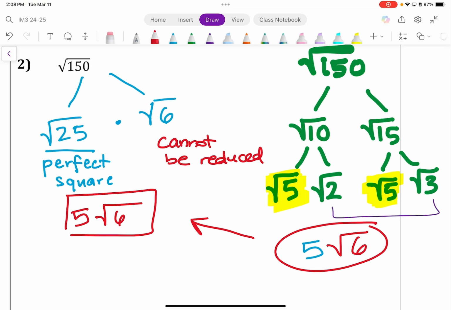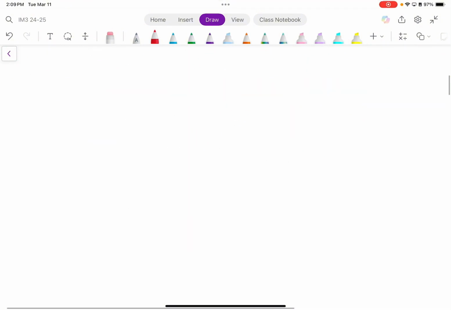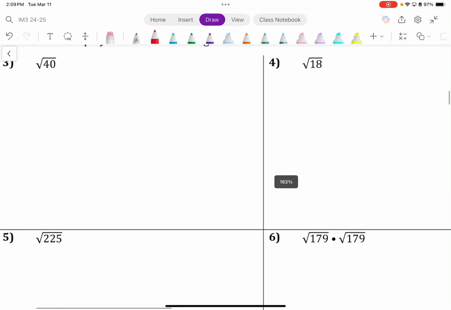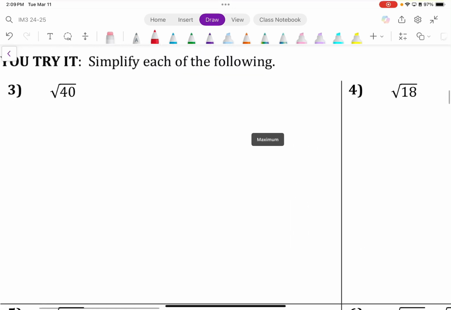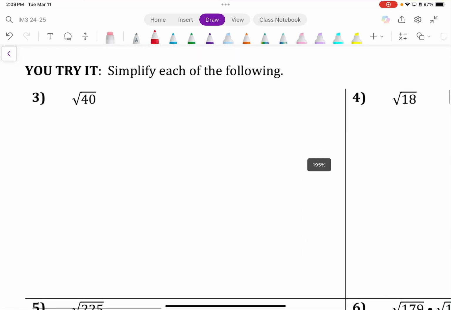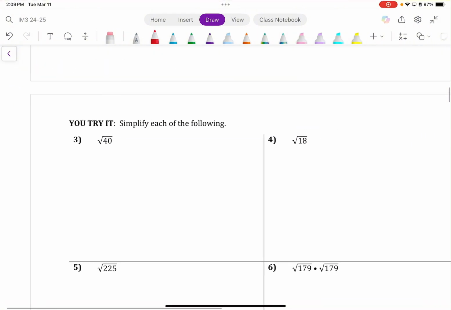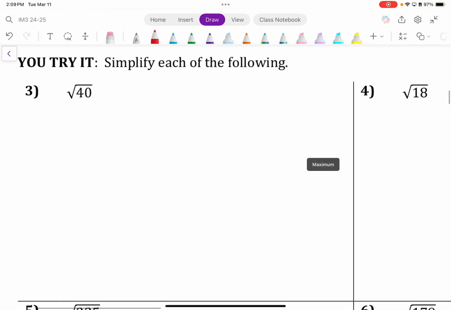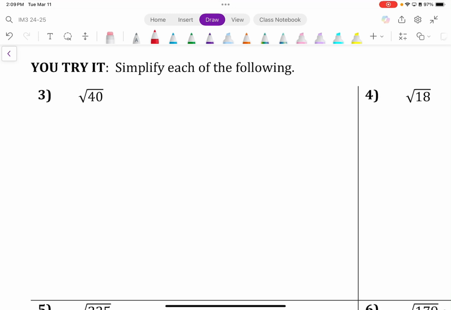Whereas with 25 and 6, you know 25 is a perfect square, so you just simplify that and you're done. With the other one, you have to look for pairs, which is a little bit extra work. But it doesn't mean that it's wrong, it just means extra work. So now what I would like for you guys to do is to try out 3, 4, and 5. Do not attempt 6 yet. I'll do 6 with you guys. So do 3, 4, and 5. You have a few minutes for that.